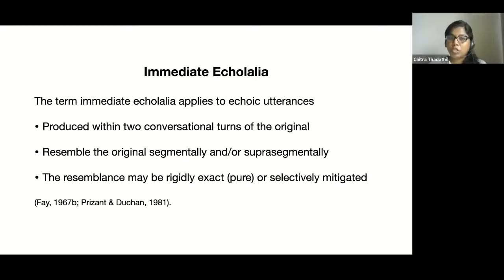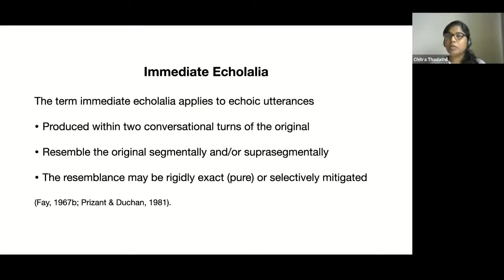Number two, they resemble the original segmentally or suprasegmentally. I'm going to give you an example for that. I'm asking the child, "Hi, how are you?" All right, I had a different suprasegmental here. That is prosody. It's a way of talking that I had. "Hi, how are you today?" That's a way that I asked the question.